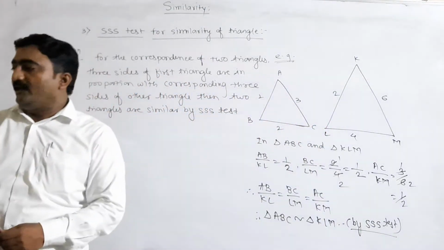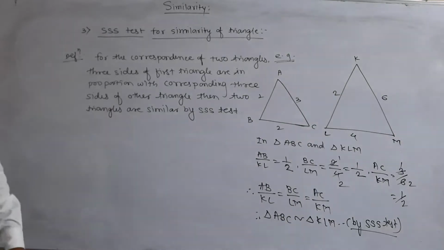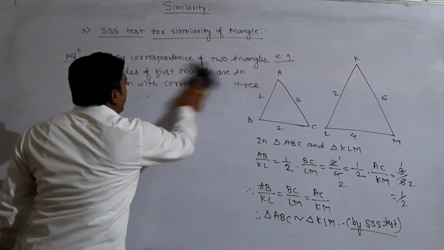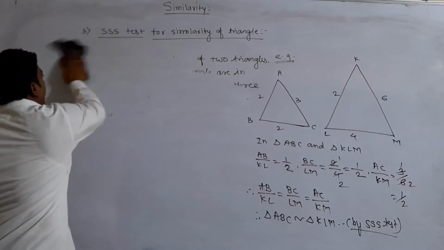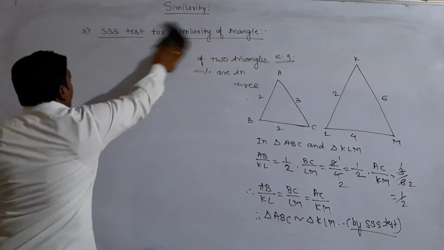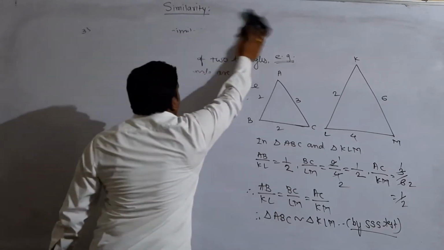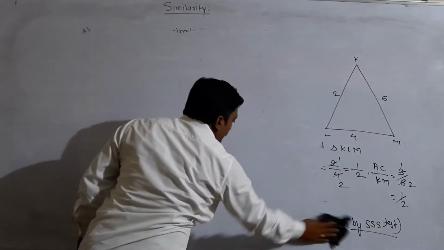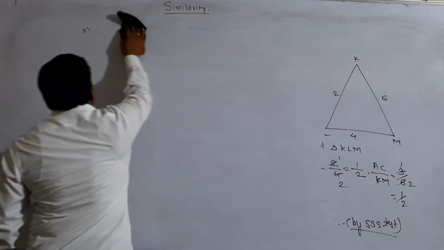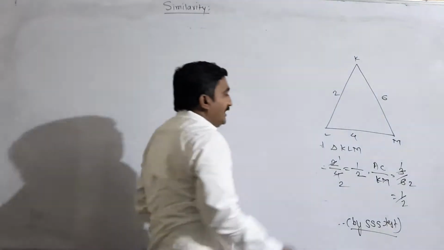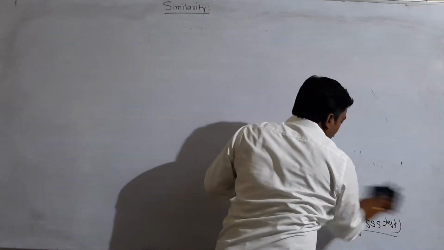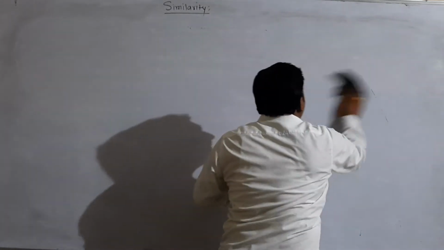Now we have to study some properties of similar triangles. So remember the tests of similarity of triangles. This is very important. In your examination, a question may be asked: by which test are the given triangles similar? So study these four tests: AA test, SAS test, and SSS test.